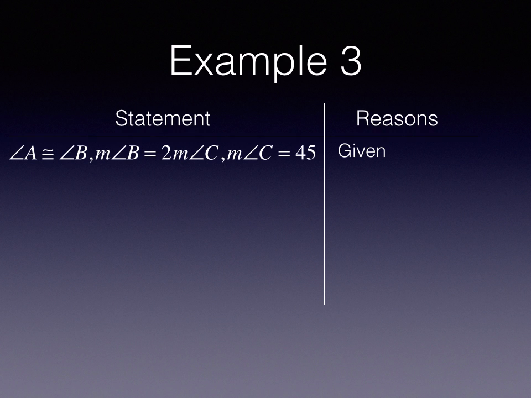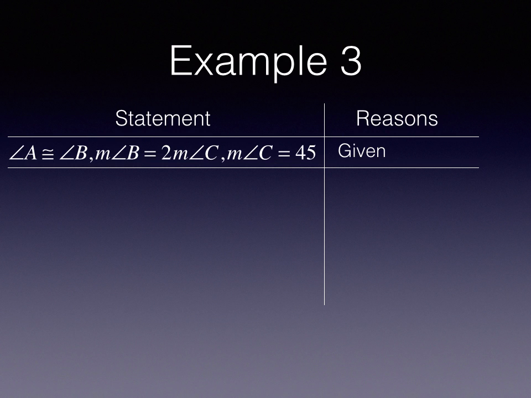Some people like to break it up. Some people would only write angle A is congruent to angle B. Some people would only write, measure of angle B is equal to 2 measure of angle C. I just like to list it all because once it's there, it's there. That's it. Now here's the problem. I have numbers.